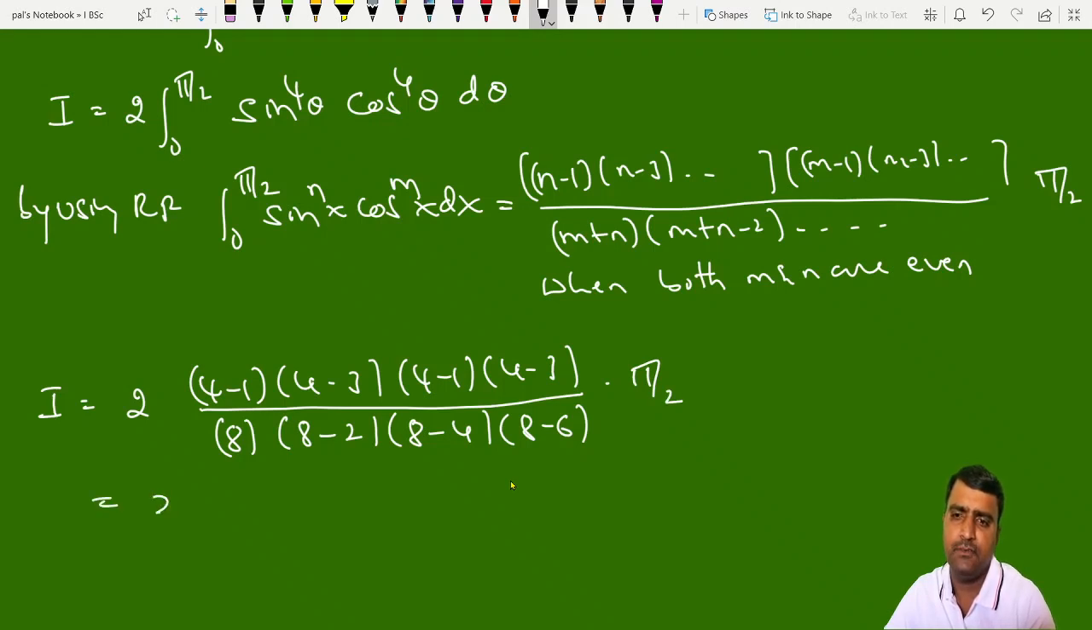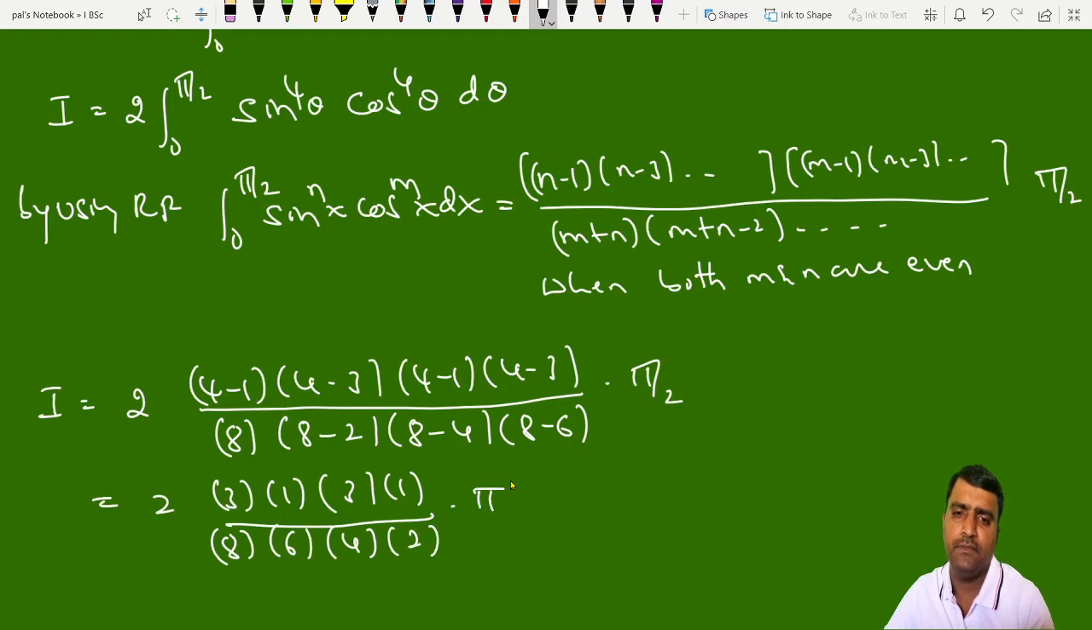So that is equal to 2 into, this is 3 into 1, 3 into 1, divided by 8 into 6 into 4 into 2 into pi by 2. So now we can cancel this, 2 and 2, 2 cancels. Again 3 ones are 3, twos are 3 ones are 3, twos are.